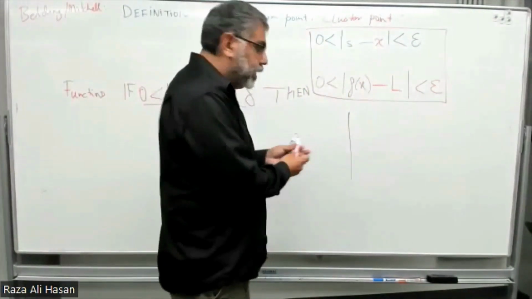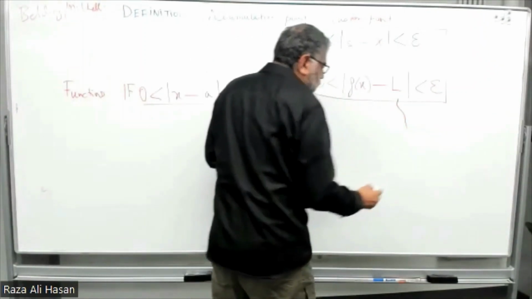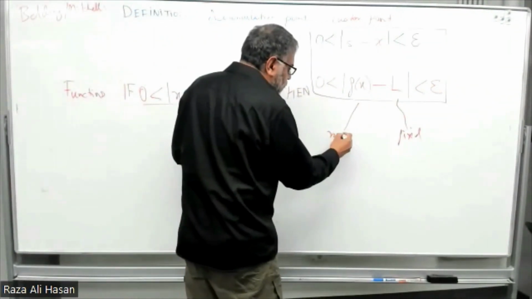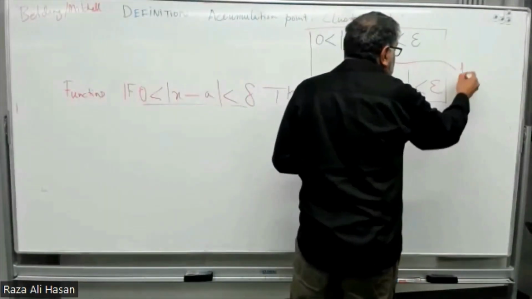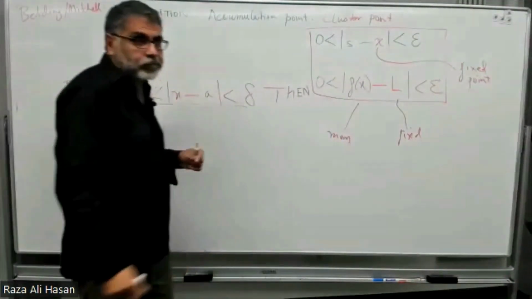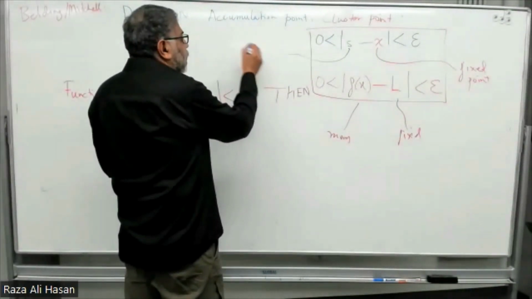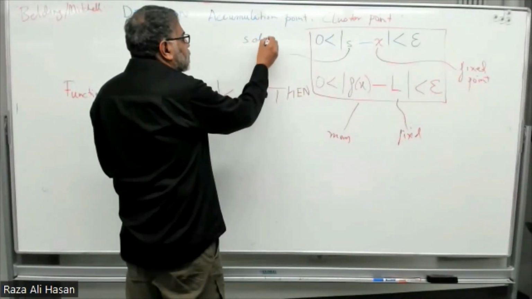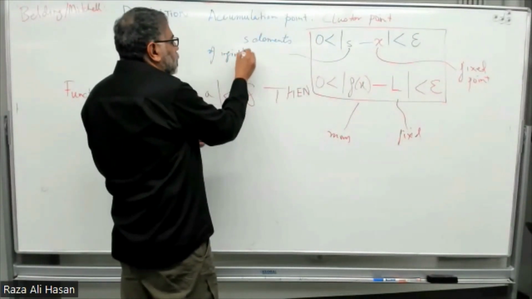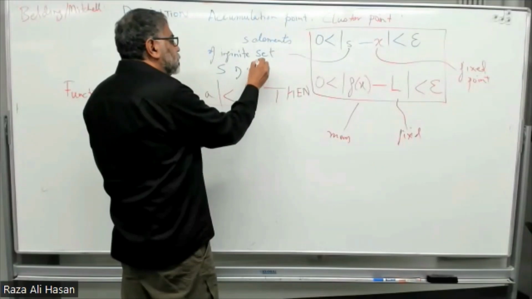And f of x is the one that moves, and this is the one that is fixed. So over here, this is the fixed point, even though it says x. Okay, and then this guy here is S, elements of the infinite set S of reals.